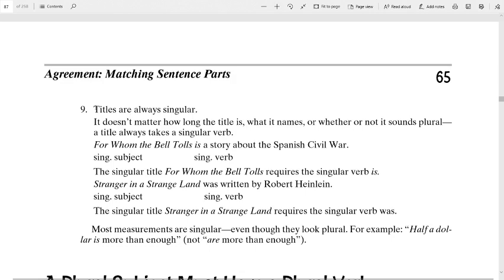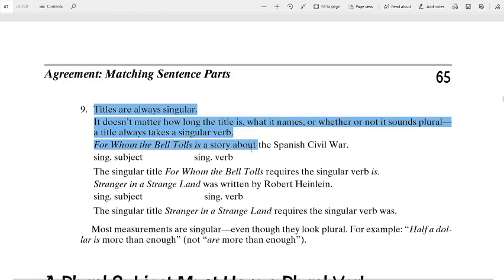Another thing is that titles are always singular. That might be the title of a book. Sometimes the title might refer to something plural, but we have to treat it as a singular subject. For instance, I think many of you know about the book Gulliver's Travels. Okay, so there is the name of another book.